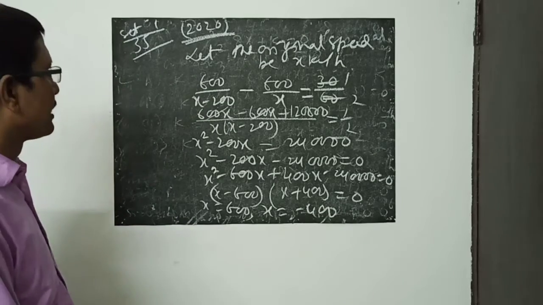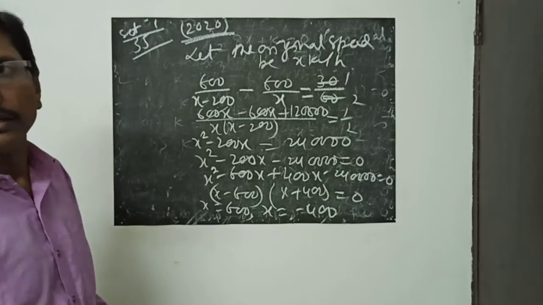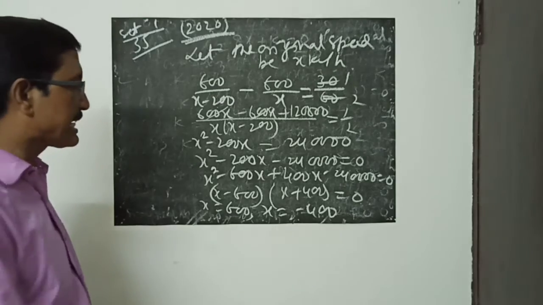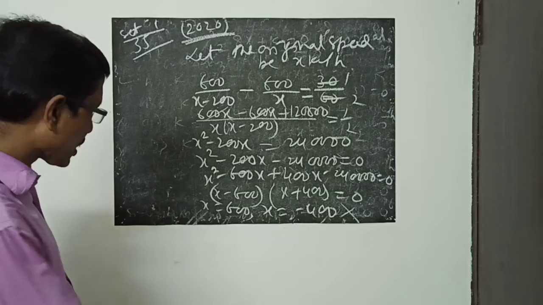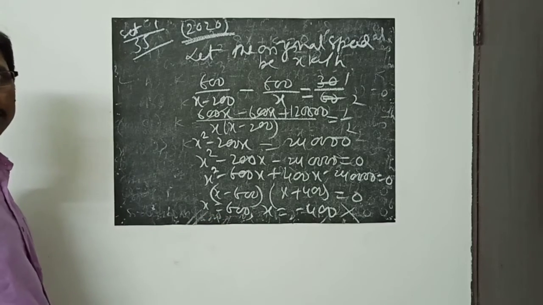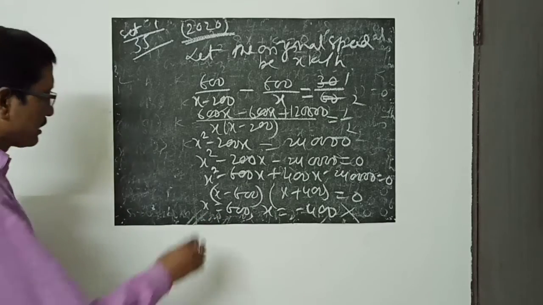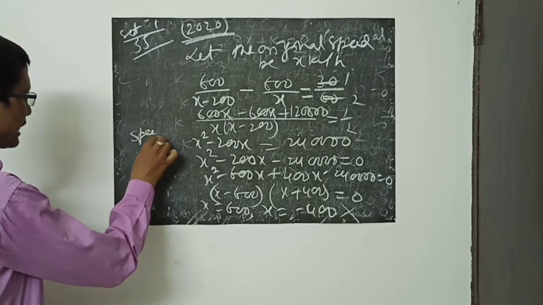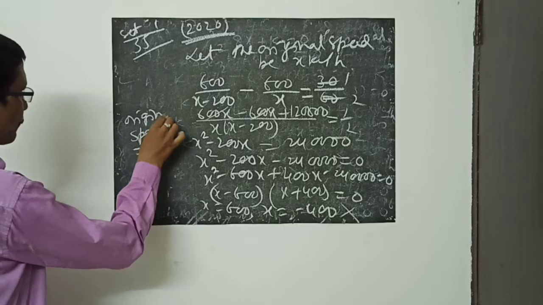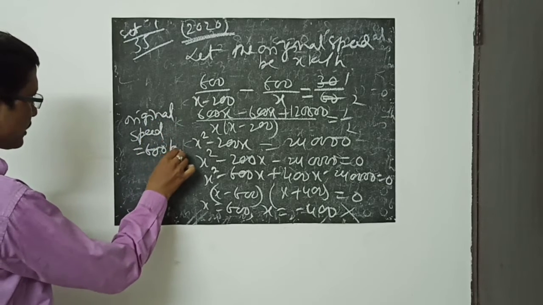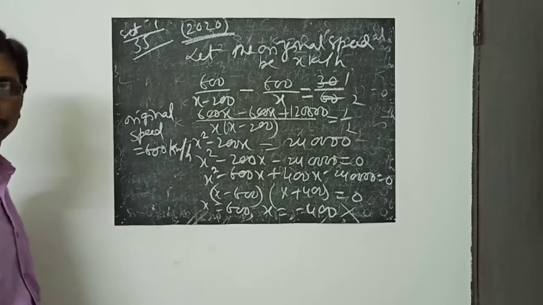What is x here? x is the speed of the aircraft. The speed cannot be negative, so this one will not be valid. So what you will get is x equal to 600. That means the required speed, the original speed, is equal to 600 kilometer per hour.